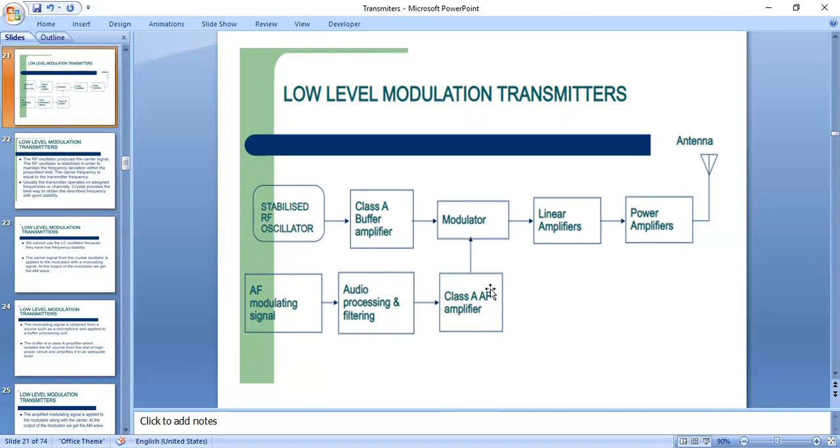amplified by the class A amplifier, and after that we have to use a modulator block. Here the carrier signal generated from the RF oscillator will not be a very stable output. If we use a crystal oscillator, we can get stable output, stability in frequency. Otherwise, if you use an LC oscillator, the frequency stability will be very low compared to the crystal oscillator. But here in low level modulation, LC oscillators will be used.